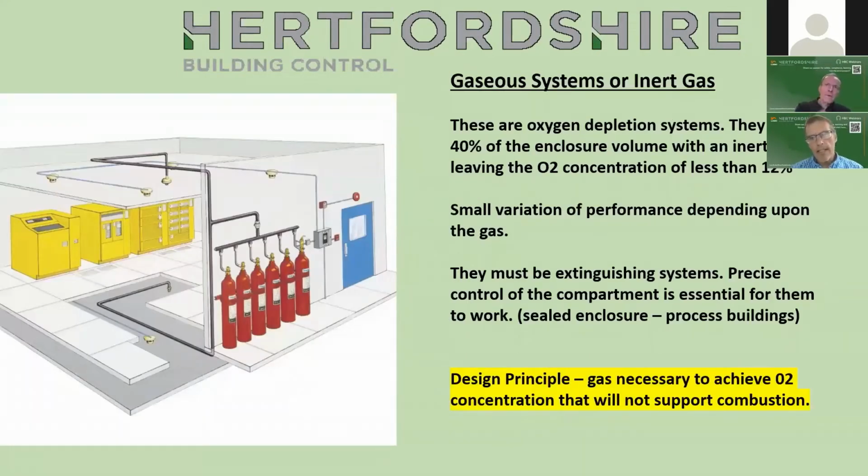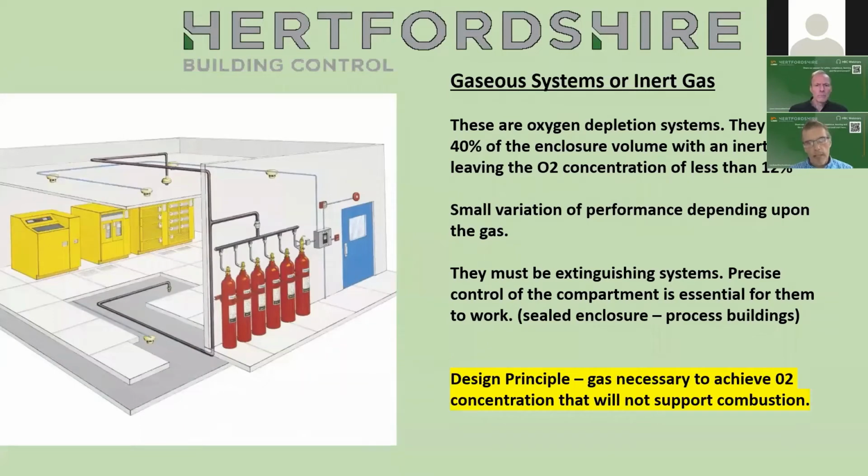So the gaseous systems, the inert gas. These are oxygen depletion systems. The idea is they displace 40% of the enclosure volume with an inert gas, leaving the O2 concentration less than 12%. And that 12% is insufficient to sustain combustion. So that's basically what they do. There are small variations in performance depending upon the gas. There may be extinguishing systems.